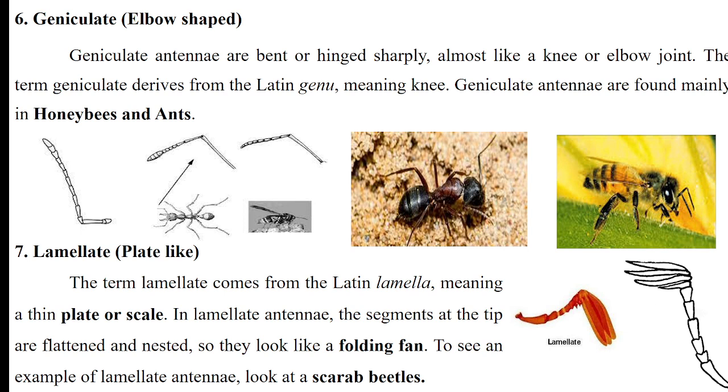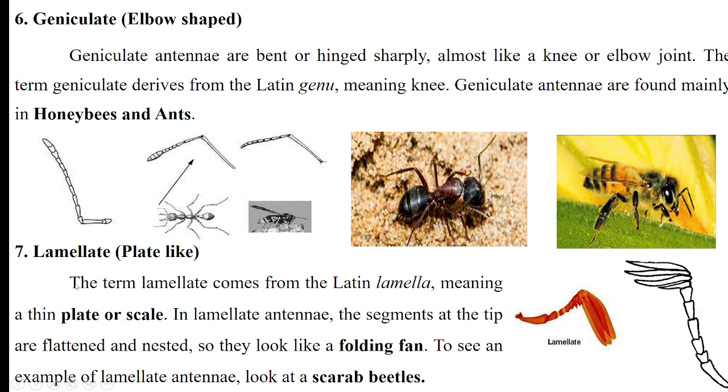Then the geniculate antennae, this elbowed antennae, is found in the honeybees and some of the ants. You can see here these segments forming a knee-like, elbow-like structure. Hence this type of antennae is called geniculate antennae, and it is found in the ants and honeybees.